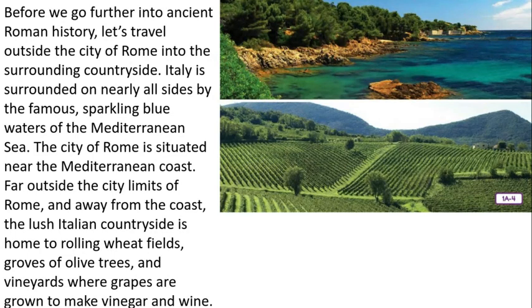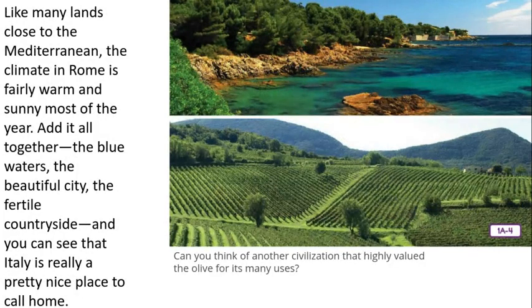Like many lands close to the Mediterranean, the climate in Rome is fairly warm and sunny most of the year. Add it all together, the blue waters, the beautiful city, the fertile countryside, and you can see that Italy is a pretty nice place to call home.